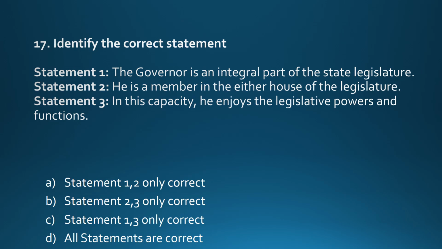Question number 17. Identify the correct statement. Statement 1. The governor is an integral part of the state legislature. Statement 2. He is a member in either house of the legislature. Statement 3. In this capacity, he enjoys the legislative powers and functions. Option A. Statement 1, 2 only correct. Option B. Statement 2, 3 only correct. Option C. Statement 1, 3 only correct. Option D. All statements are correct. Correct answer is option C. Statement 1, 3 only correct.